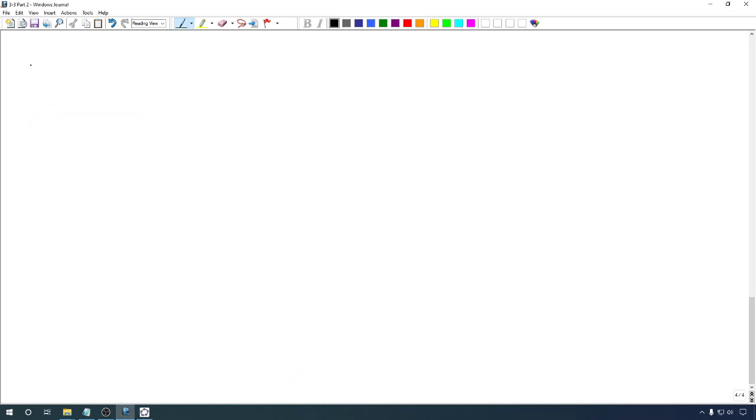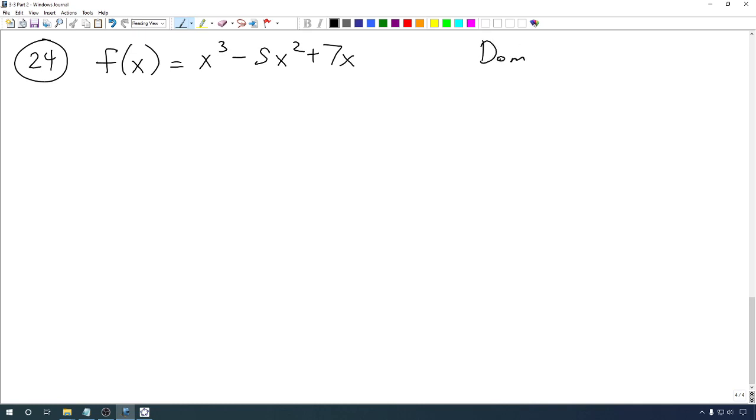Let's look at a problem where we don't look at the graph first before we do that part of the problem. Let's look at problem 24, where we have a function f of x, which is x cubed minus 5x squared plus 7x. Of course, I'll go ahead and identify what the domain of this function is. Since it's a polynomial, it's just all real numbers anyways, but I'm going to keep writing it there anyways.